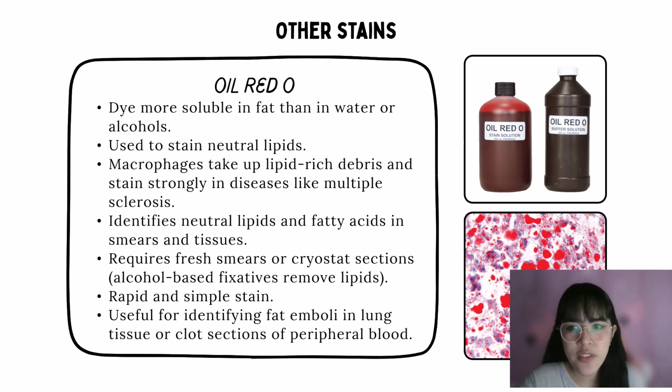Fresh smears or cryostat sections of tissue are necessary because fixatives containing alcohols or routine tissue processing with clearing will remove lipids. The ORO is a rapid and simple stain, and it can be useful in identifying fat emboli in lung tissue or clot sections of peripheral blood.